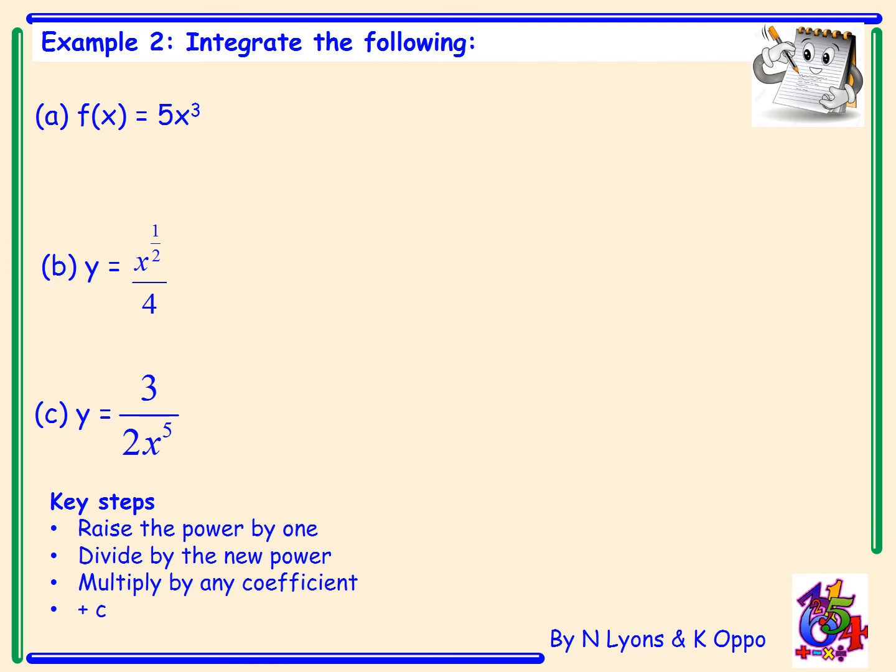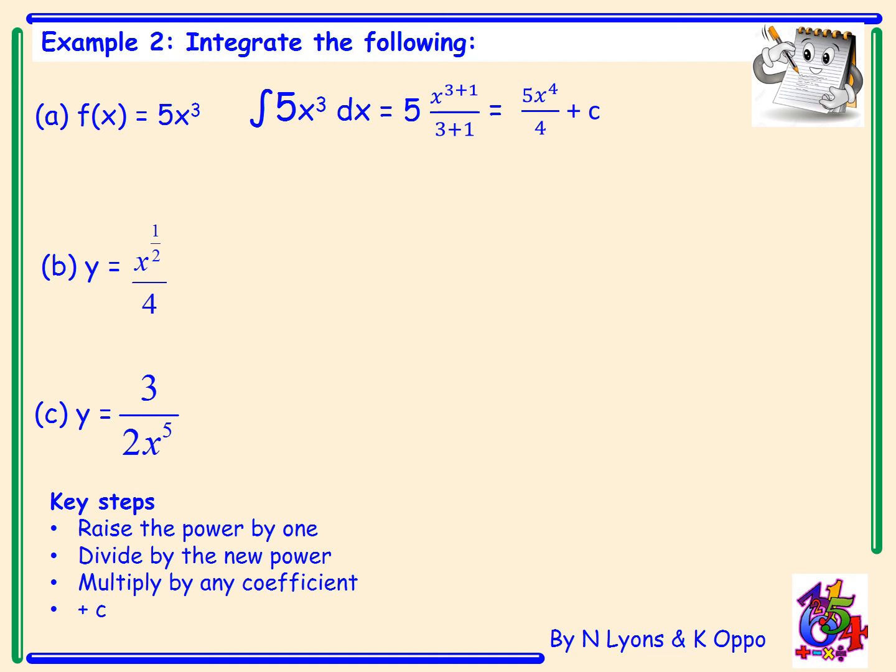Example 2, integrate the following. Part A, if f of x equals 5x cubed, then the integral of 5x cubed with respect to x equals 5 times x to the power 3 plus 1 divided by the new power 3 plus 1. That's 5x to the power 4 divided by 4 plus the constant of integration c.